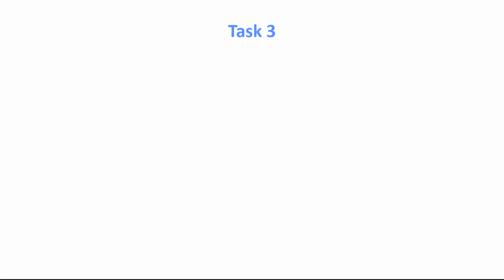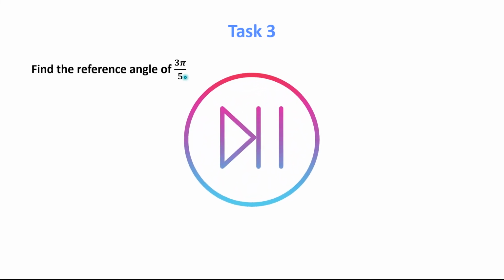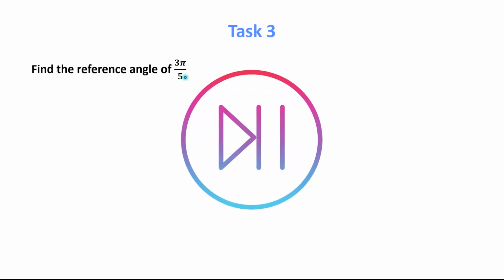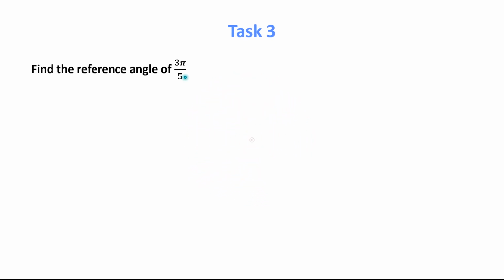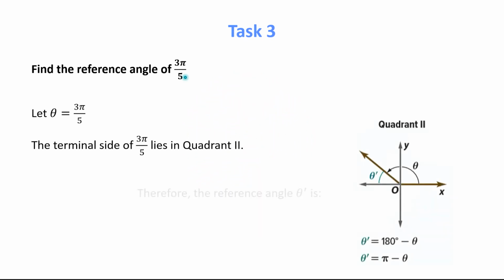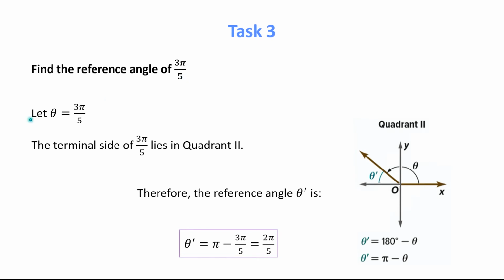Here's the third task for you to complete. You are asked to find the reference angle of 3 pi by 5 radians. You can now pause the video and have a go at the question, and when you are ready to continue, please press play. Right. So if you follow the same steps, you should have found that the reference angle theta dash equals 2 pi divided by 5.